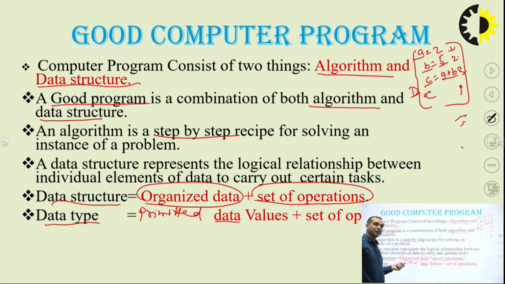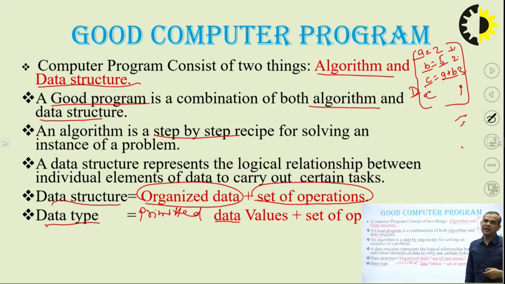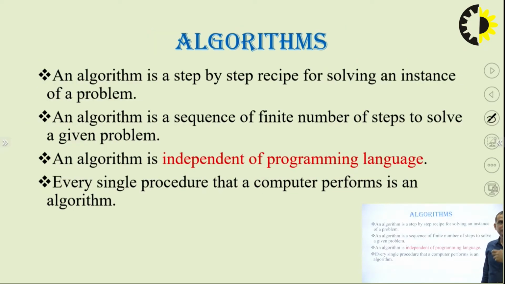The data structure consists of well organized data and the set of operations. If I am talking about the data type, then data type means that we have the primitive data values plus we apply the set of operations. So if we have to write a good program, we have to understand both what is a data structure and what is an algorithm. Okay, now we are moving next to the algorithm.